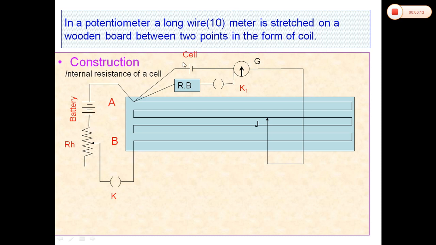Then the EMF of the experimental cell will be directly proportional to L1, that is the balancing length. Here in this case we have taken the potential drop across the wire as the EMF of the cell, because in this case the cell is in open circuit, it does not flow any current through the resistance box.